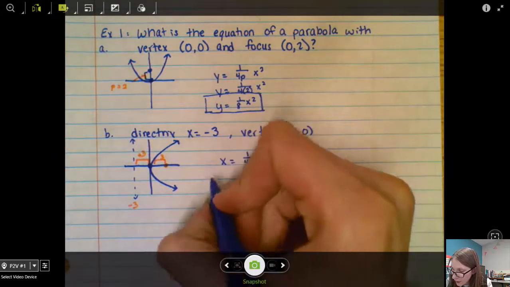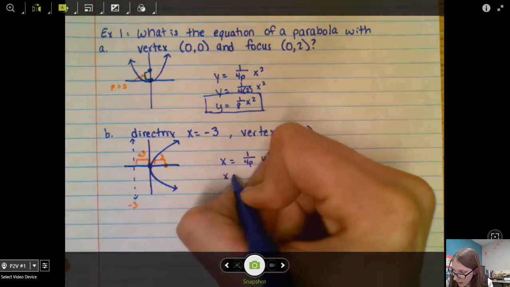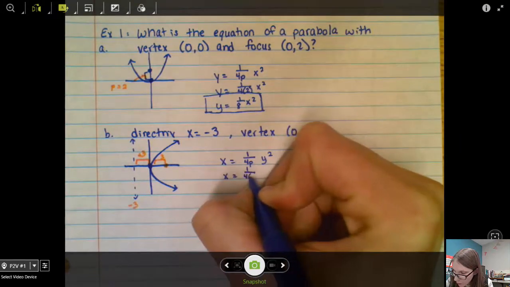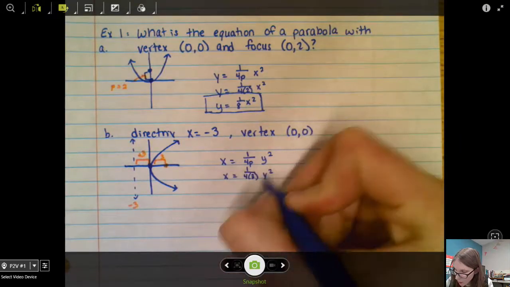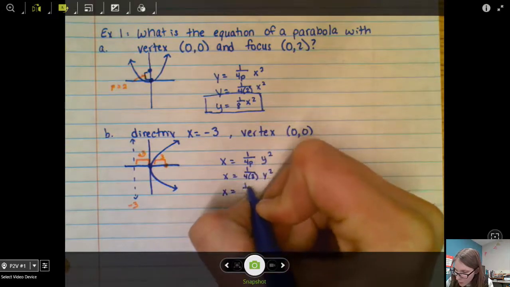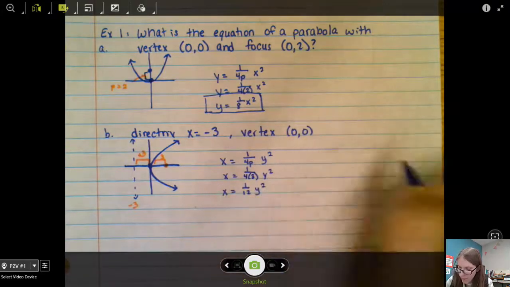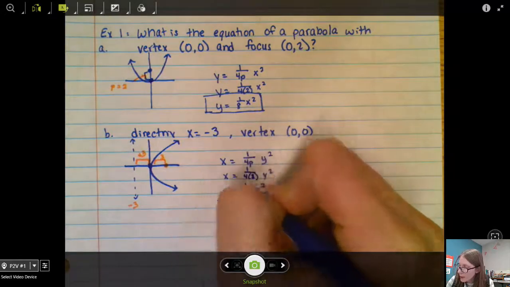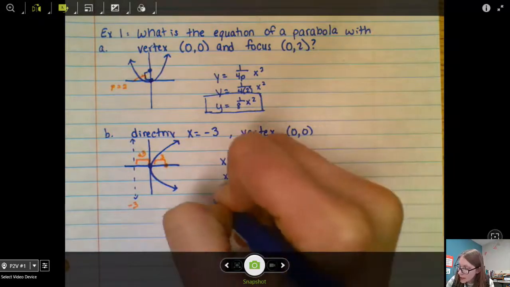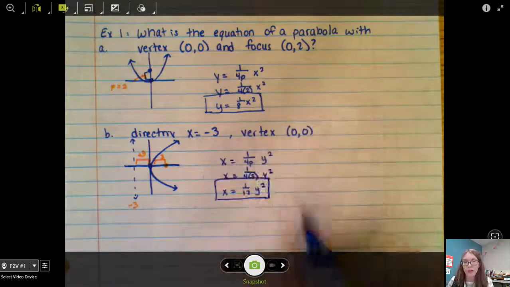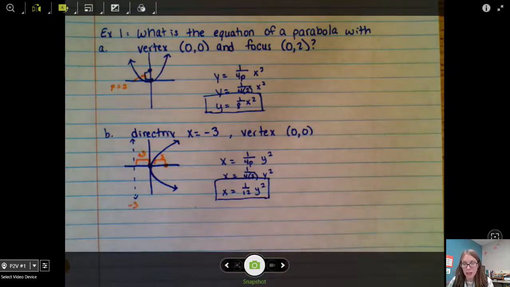So plug 3 in for p. X equals 1 over 4 times 3 y squared. X is 1/12 y squared. And that's our equation for our sideways parabola with a directrix at -3, x equals -3, and vertex 0, 0.